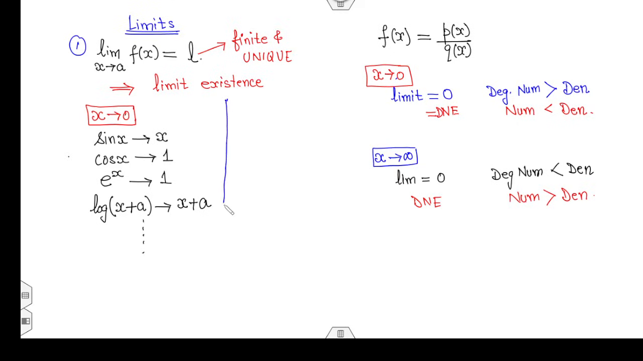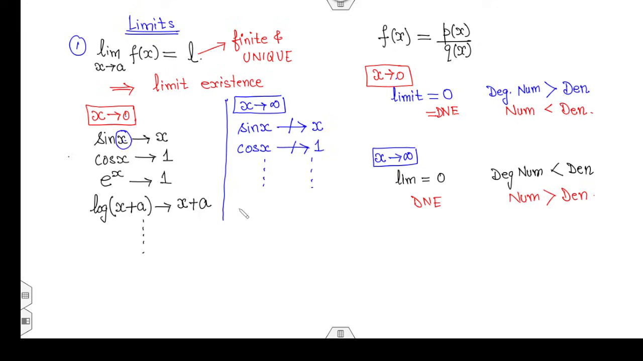Similarly, whenever x approaches infinity, you can never replace sin x by x. You can never replace cos x by 1 and so on. The major concept is that whatever the sine angle is, that must be 0.